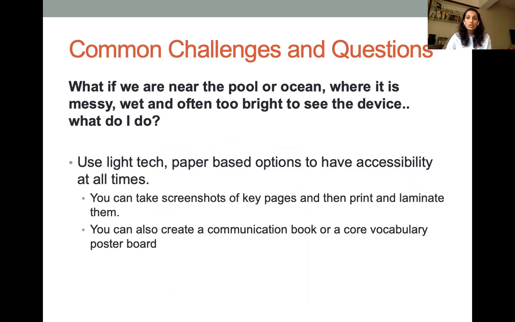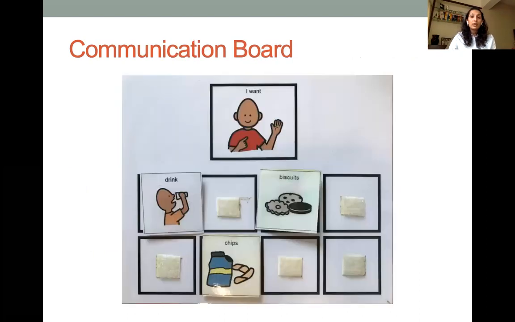What if you're in situations where it's messy, it's wet, you're near a pool, or it might be too bright and you can't see a device? So what do you do? You can use low-tech options at that point. You can take paper printouts of your high-tech device and have them with you. You can also create a communication book and have that with you, or you can have a core vocabulary poster board. Many teachers put this up in classrooms so that the child can have access to it.